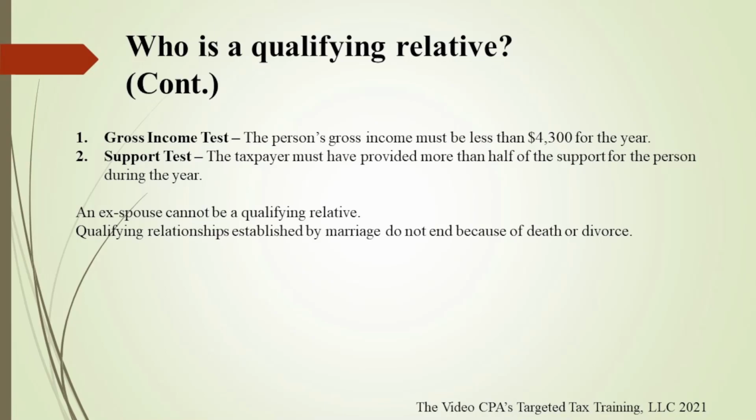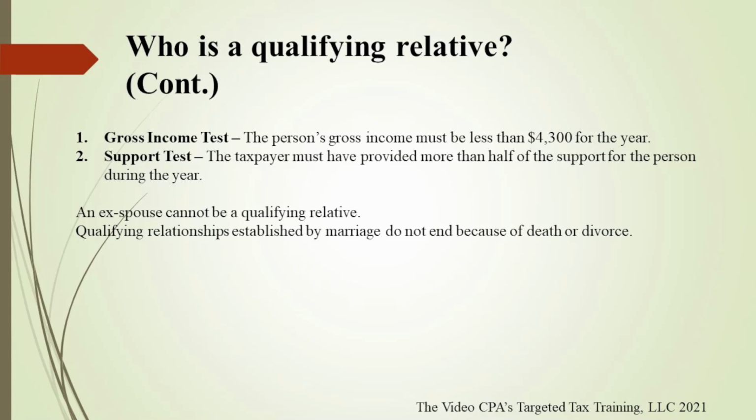An ex-spouse, for example, cannot be a qualifying relative. So if you've got your ex-wife or ex-husband living with you in your home, even though you've provided more than half the support, and they haven't made any money, they don't qualify as a qualifying relative. All right. And these qualifying relationships, if you have been married and are divorced, and you've got a stepson that is living with you from that marriage, well, the divorce or death doesn't end that relationship. So that relationship continues to go on with those individuals.